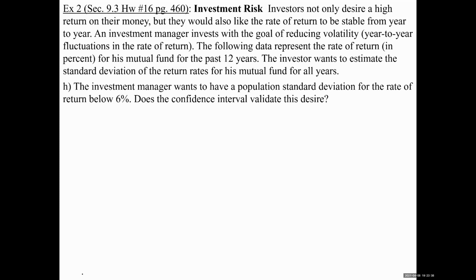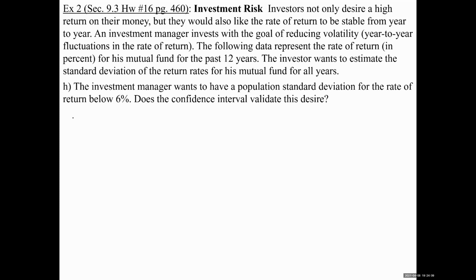The investment manager wants to have a population standard deviation, that's sigma, below 6%. Does the confidence interval validate this desire? Below 6%. Remember, we want the standard deviation to be small if we want consistency. That's our goal, right? We want high consistency, so we want a low standard deviation. And this guy is saying as long as the standard deviation is less than 6%, we're happy. It's low enough and we're happy. Does the confidence interval validate this desire?